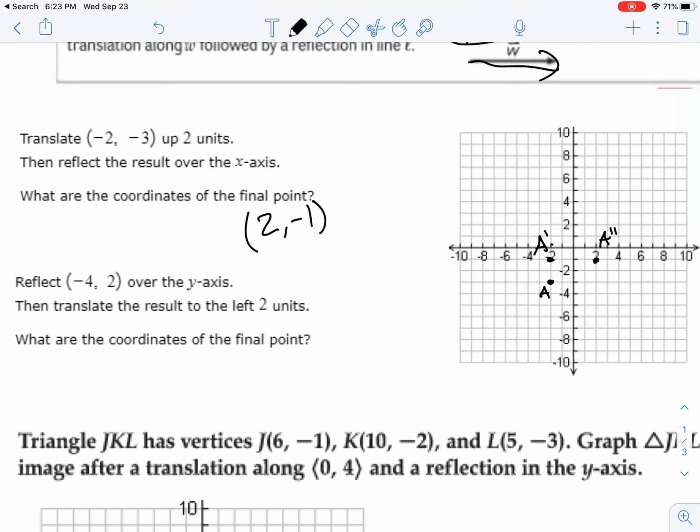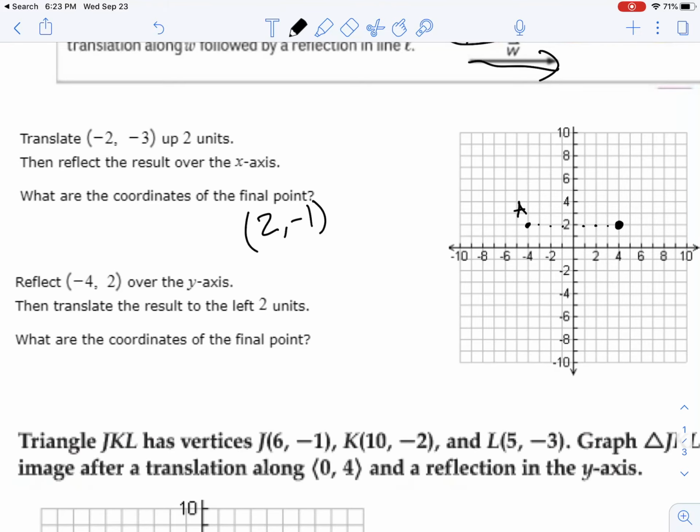Next one, reflect 4,2 over the y-axis. So where is -4,2? Right there. We're reflecting it over the y-axis. I'm actually going to have to erase this so we can see what we're doing. So this would be your A. Over the y-axis, it looks like it's 1, 2, 3, 4 away from the y-axis. So 1, 2, 3, 4 away would be right there.